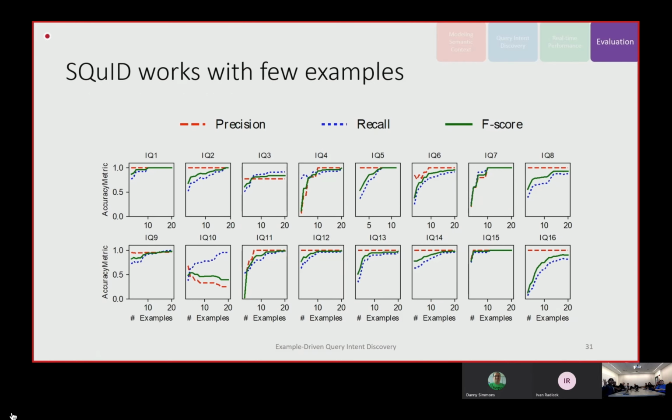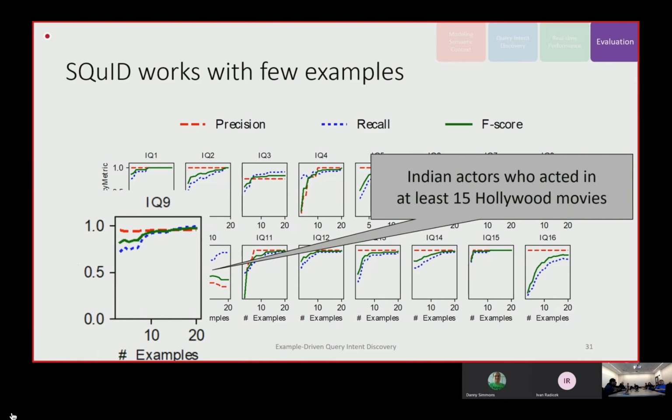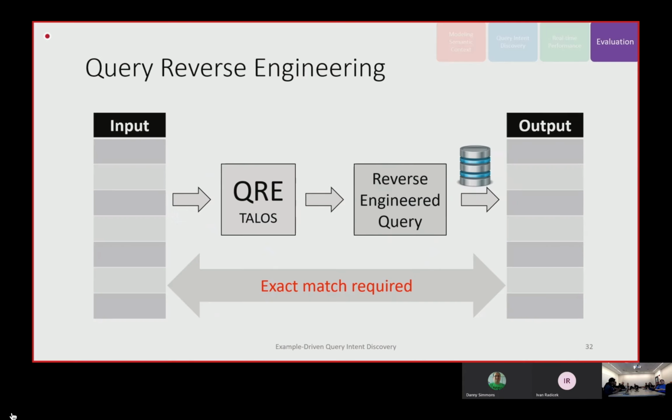And here is our overall result for the 16 benchmark queries. As you can see, for most of the benchmarks, the F-score rises pretty quickly. Let's focus on one particular one. It was a complex intent about finding all Indian actors who acted in at least 15 Hollywood movies. And with just 10 examples, SQuID was able to quickly match the user's expectation. I should mention that there are some cases where SQuID doesn't do as well, but we found it very rare, and this is due to the fact that the query was too complex for SQuID's search space.